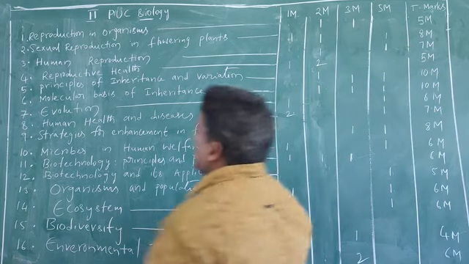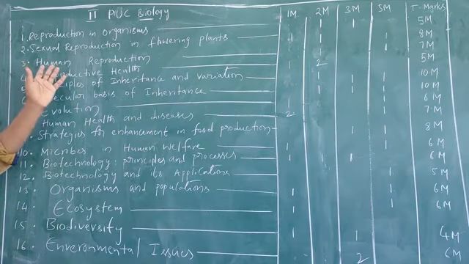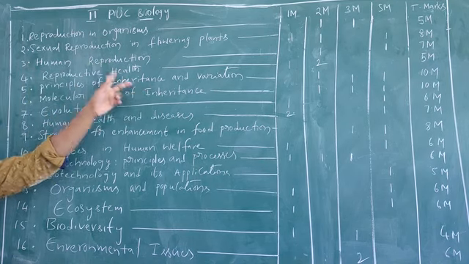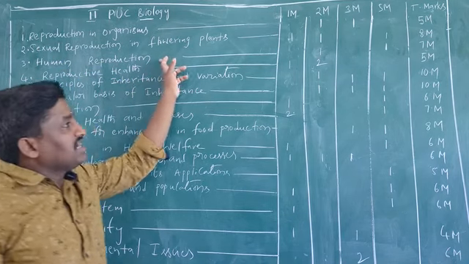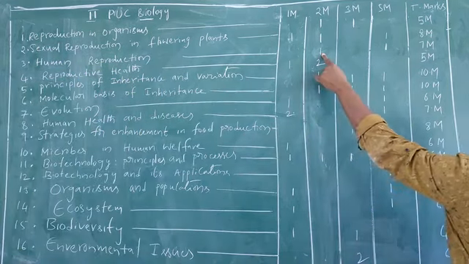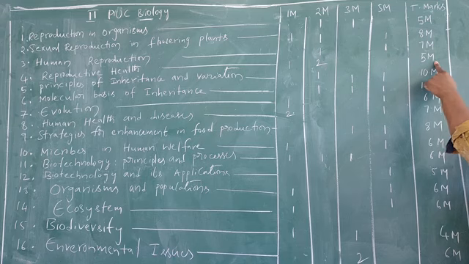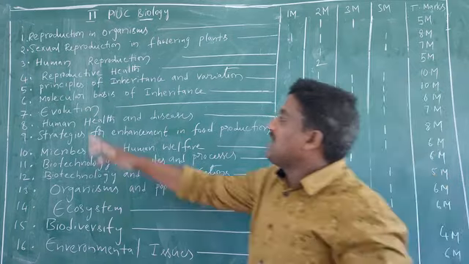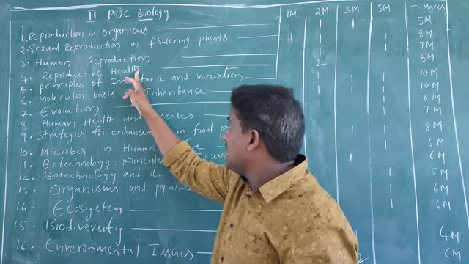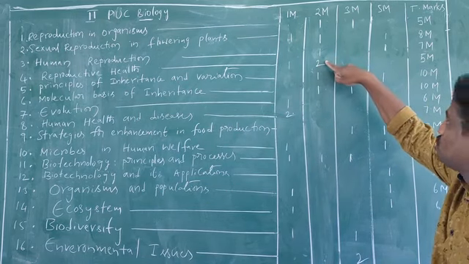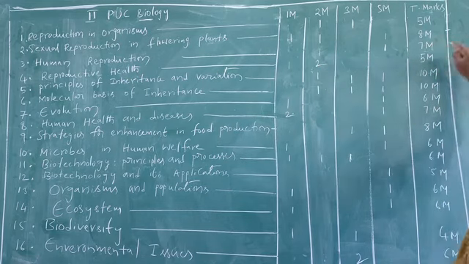And next, human beings wise, in this category human reproduction and reproductive health is present. In human reproduction you can see here 2 marks question 1 and 5 marks question 1. Total in the final examination it will come, 5 marks, sorry, 7 marks. And then the fourth one is reproductive health. In reproductive health, see 1 marks question 1 and 2 marks question 2. Here a total of 5 marks will come.